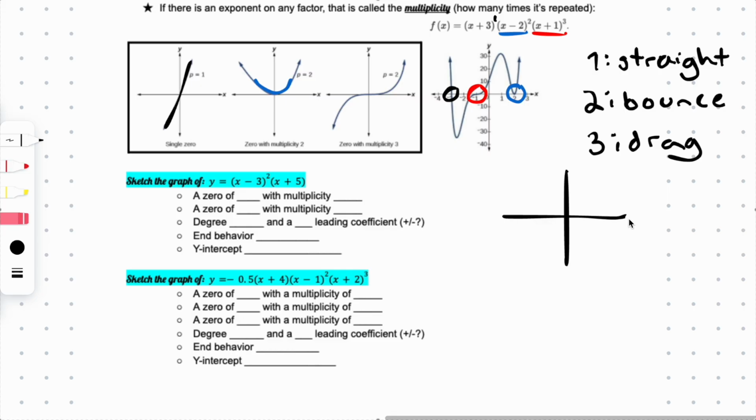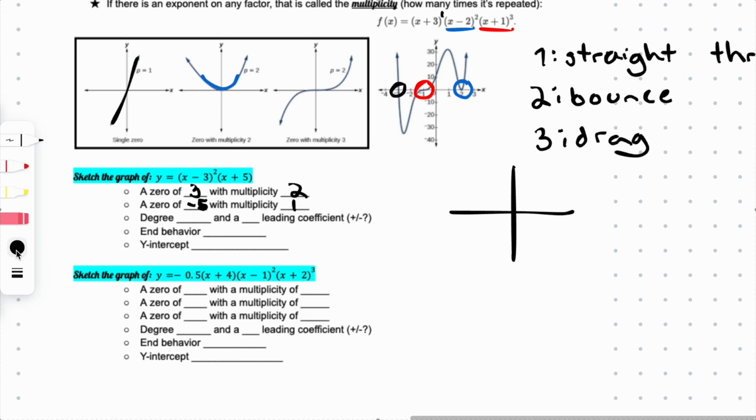Okay, so let's graph our x and y axis. So for example, we're asked about multiplicity in these first 2 bullet points. So we first want to set this parentheses equal to 0. So x minus 3 equals 0. That means x equals 3. And we have a multiplicity of 2 since we're squaring that parentheses. Now here, for this second parentheses, we have a 0 of -5. And we have a multiplicity of 1 since we're not raising this parentheses to any exponent except for 1.